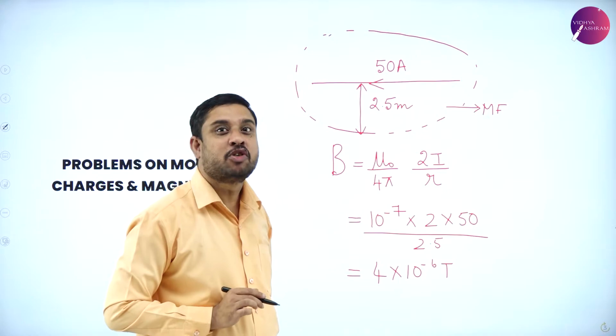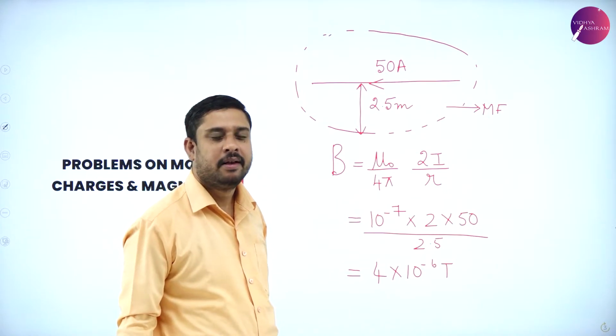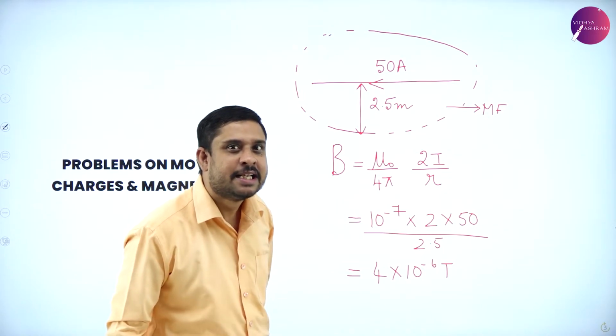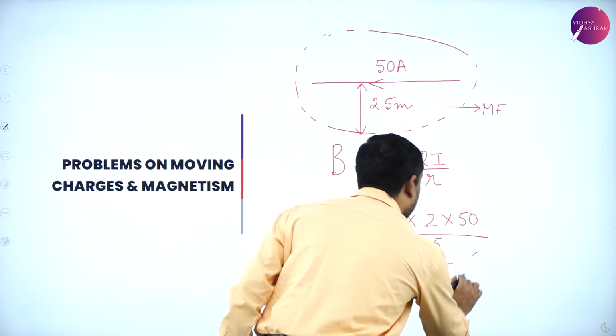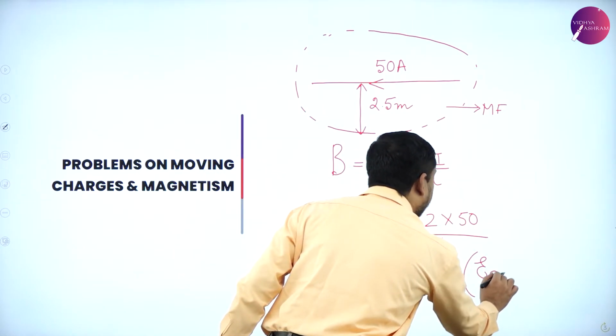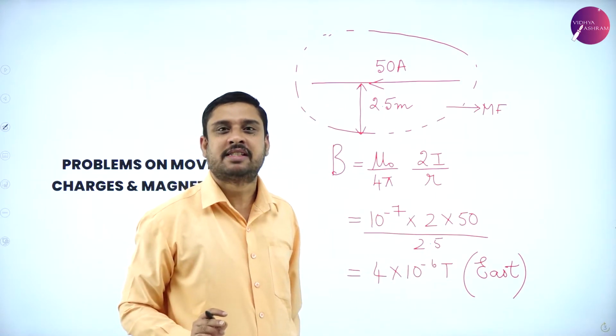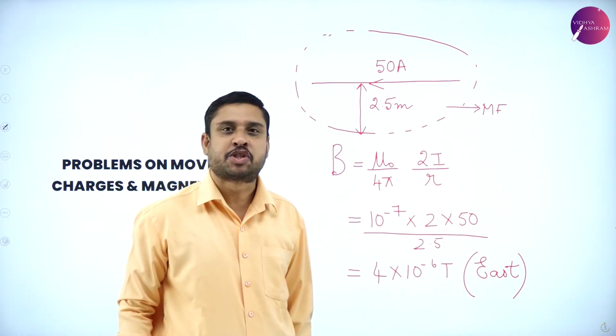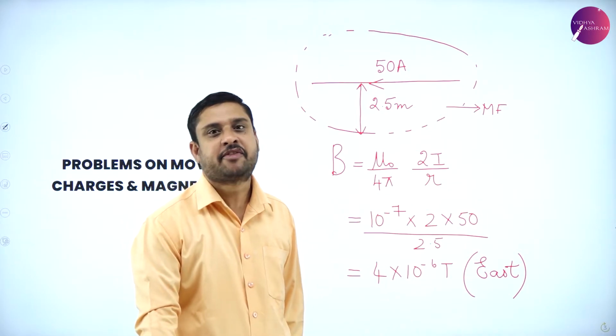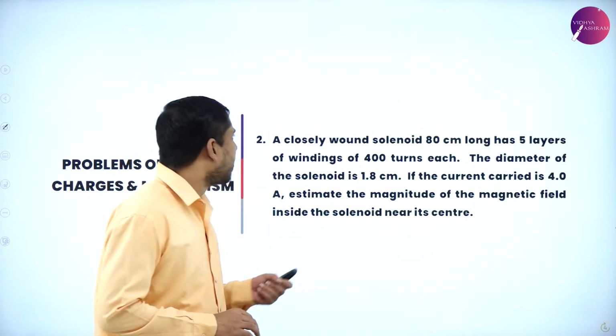Direction of the field is also asked. Refer back to the session. This is an assignment. I give you the hint. It will be towards east. Use one of the laws. You will get the direction of the magnetic field. The next one, students.